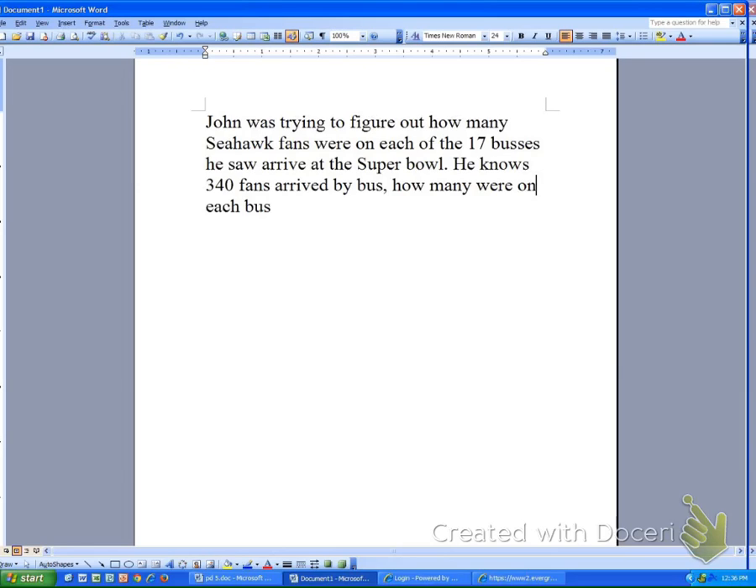Last one. John was trying to figure out how many Seahawk fans were on each of the 17 buses he saw arrive at the Super Bowl. He knows that 340 fans arrived by bus. How many were on each bus? So again, think about what your variable represents and write it down on your paper, then write the equation, and then turn the video back on and check to see if you're correct.